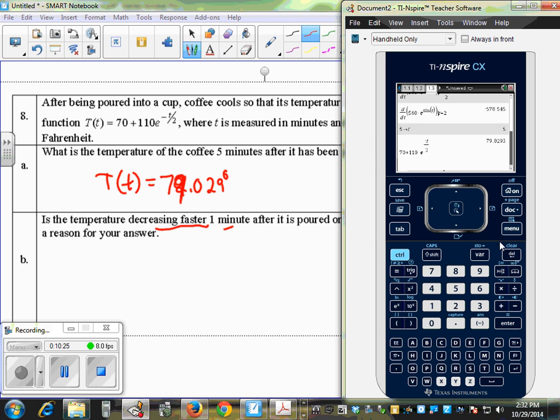Okay, so now I want derivative at a point. T is the variable, and it's going to be 1. I'm going to copy this, Control C, paste it there, Control V, hit enter, and it is decreasing 33.359 degrees per minute.